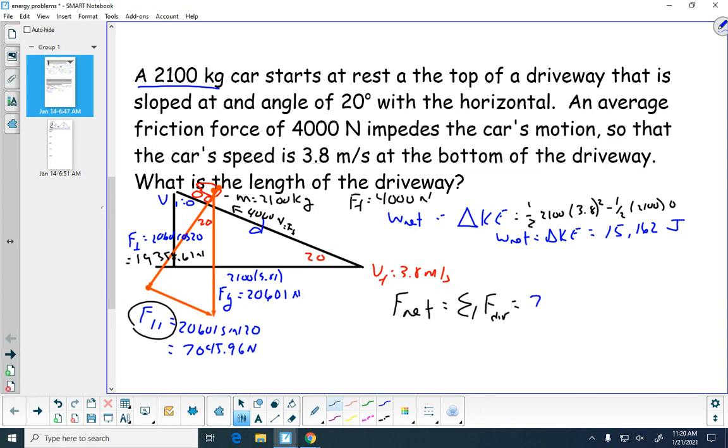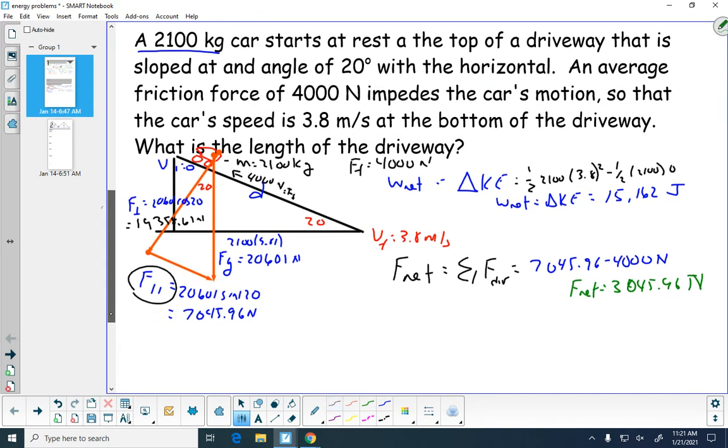Okay, so we have 7,045.96 minus the 4,000 newtons. So we have our force net, 3,045.96 newtons. That is our net force.